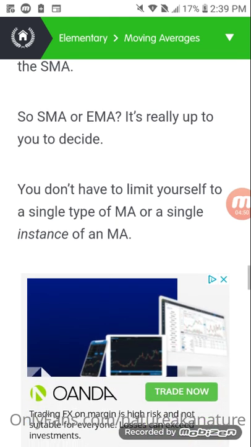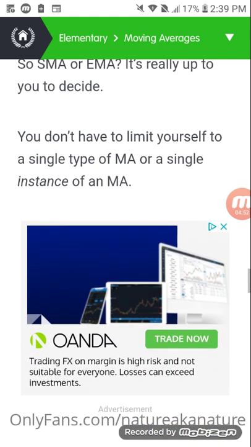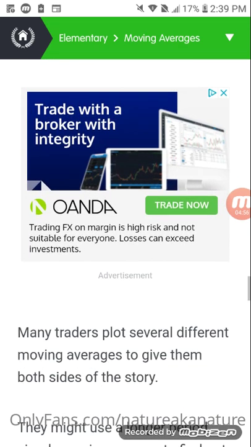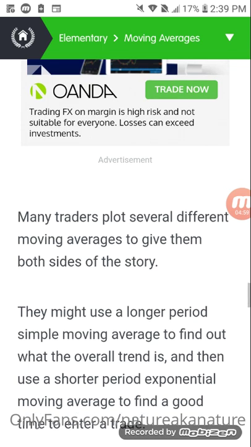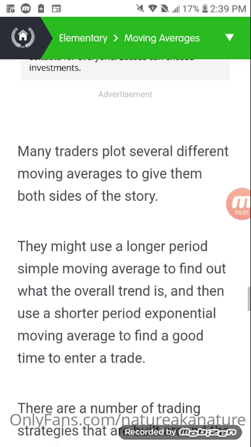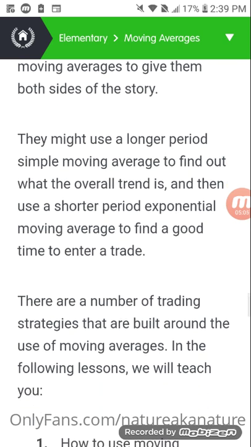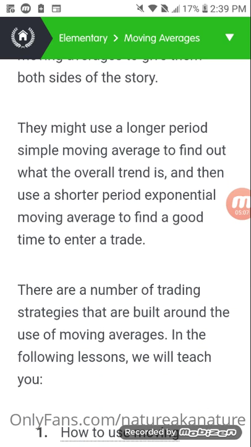You don't have to limit yourself to a single type of MA or a single instance of an MA. Many traders plot several different moving averages to give them both sides of the story. They might use a longer period simple moving average to find out what the overall trend is, and then use a shorter period exponential moving average to find the time to enter a trade.